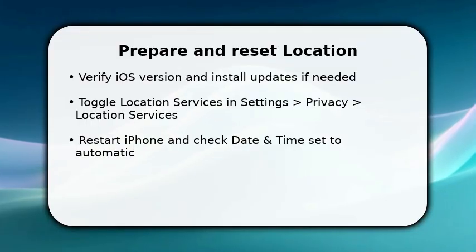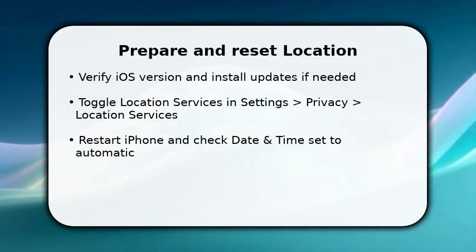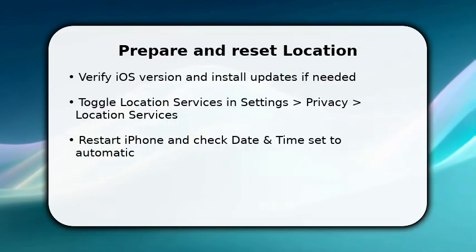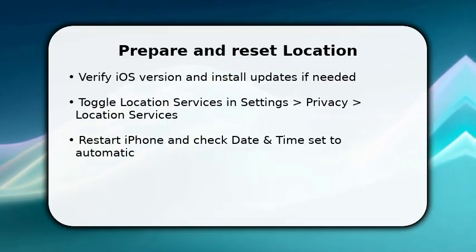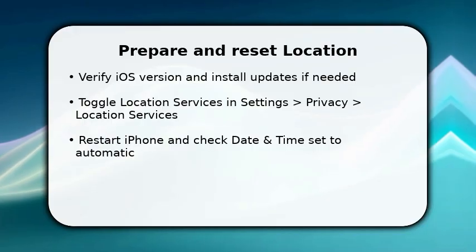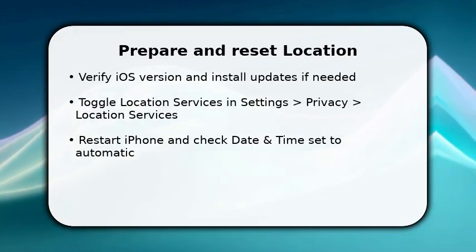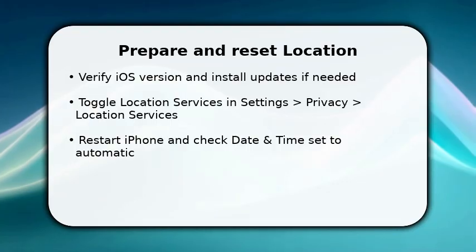You start by confirming prerequisites. iOS is current and date and time are automatic, so network time matches GPS. Once done, go to Settings, Privacy, Location Services and toggle it off. Wait 5 seconds, then back on to reset the system permission cache.